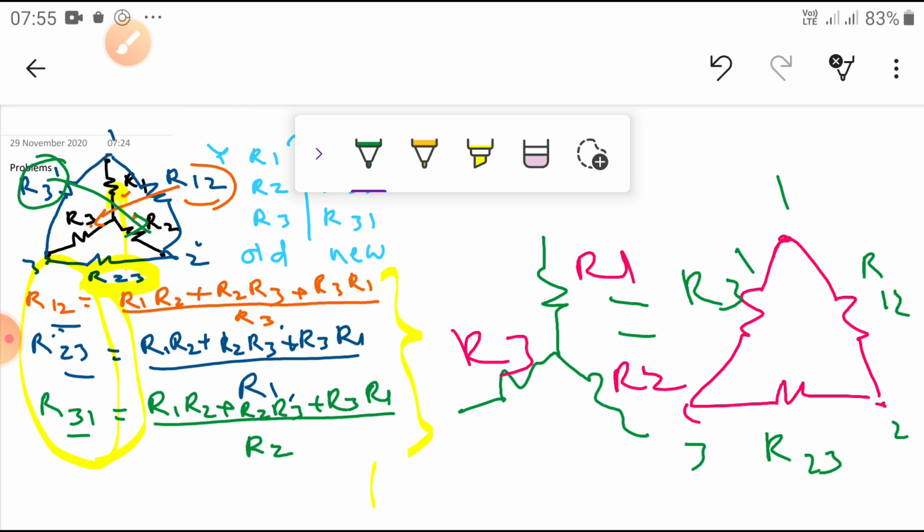What is the formula? This is the formula. So the numerator is equal: whatever values are given in star, R1 R2 plus R2 R3 plus R3 R1 divided by, for R12, the R3 is missed, divided by R3. Now I want these values. Simply the same thing, R1 R2 plus R2 R3 plus R3 R1 divided by the opposite value, and one is missed, so R1. This is one technique you have to remember. Similarly you write this also. So these are the conversions of the star network into the delta network equivalent resistances.